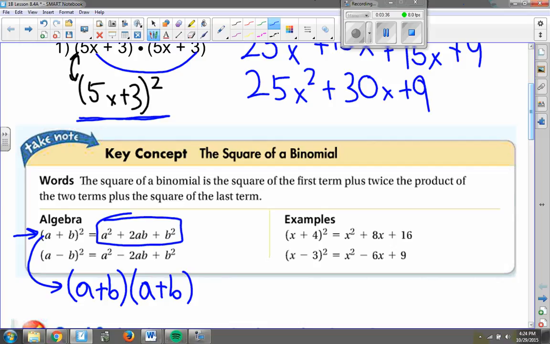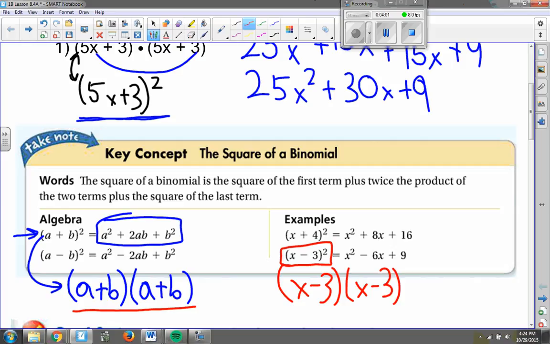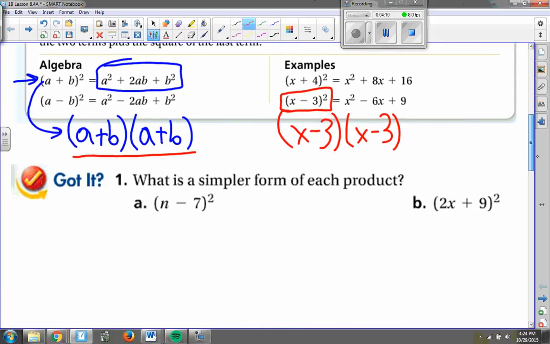Now, if you just want to write down the rule and memorize it, that's fine, but I would prefer that you think of it as (a + b) times (a + b), because then if you get in a situation like this example, (x - 3) squared, we would know immediately that that's just (x - 3) times (x - 3), FOIL method, and we can get our answer quite easily and quite quickly. Okay? That is basically the extent of this video, so let's look at a couple examples.